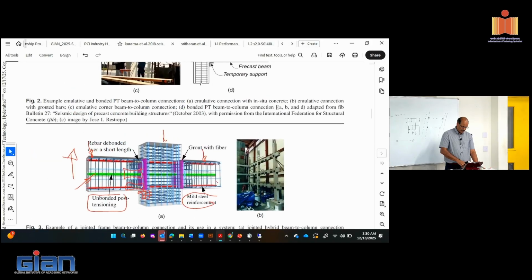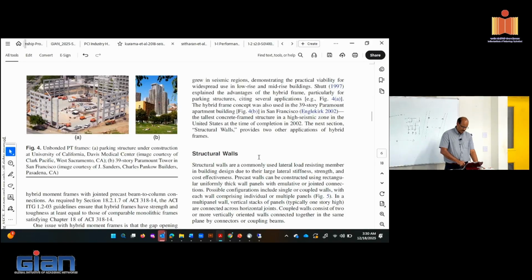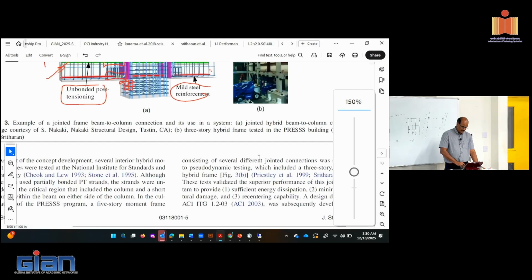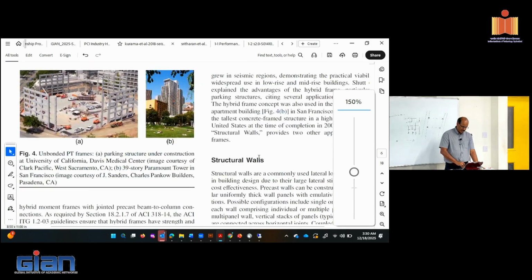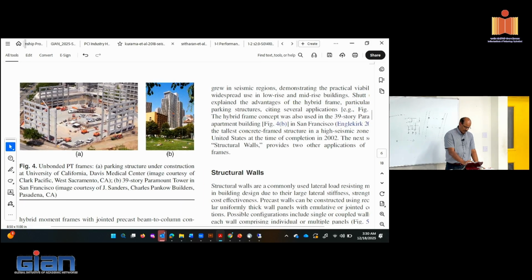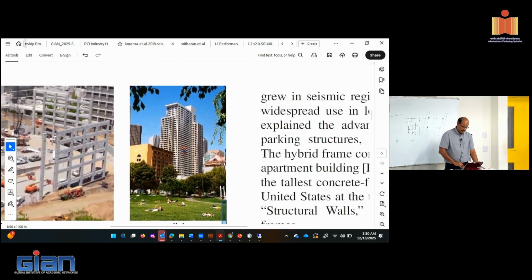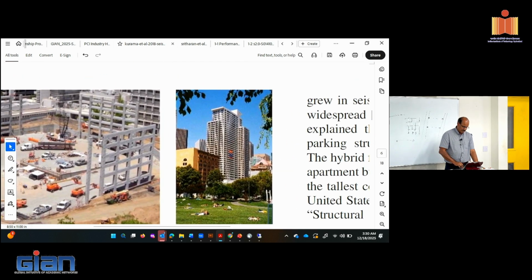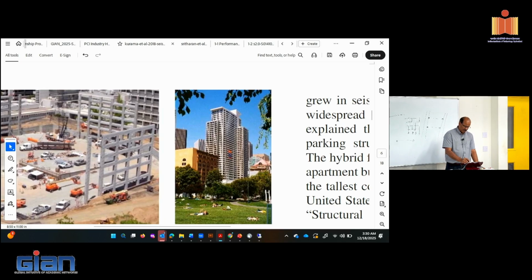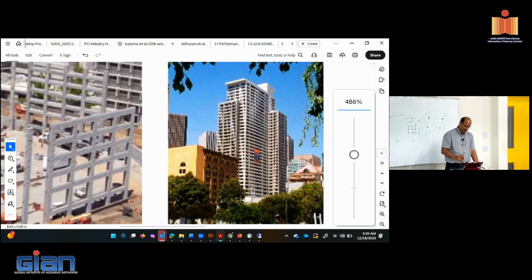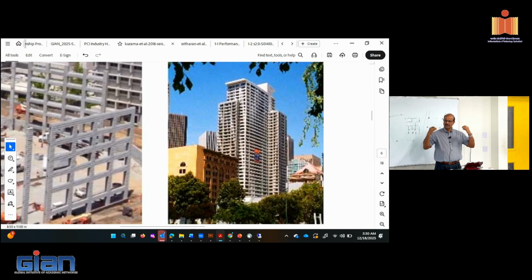Yeah, so let me just show you. So the hybrid connection was used on a large scale in this particular structure. This is the one I mentioned yesterday. This structure is in downtown San Francisco. It's a 39-story structure, and the hybrid connection was used not only for frames, but they also brought unbonded post-tensioning through the corners of the structure to continue, so that the perimeter could be held together.